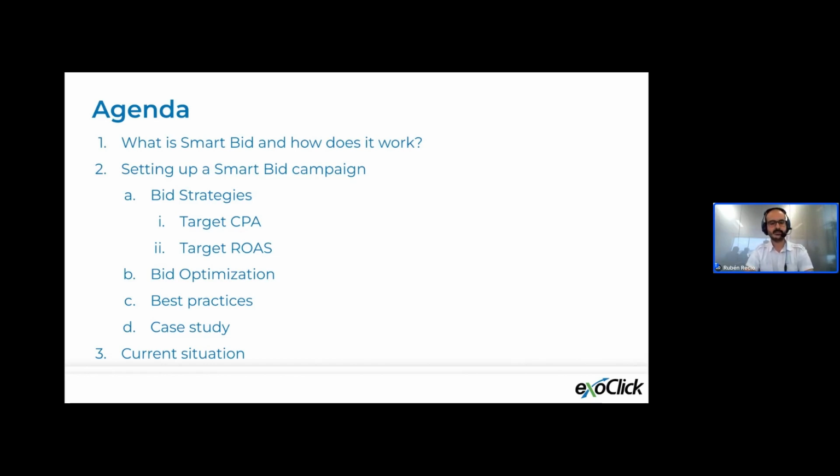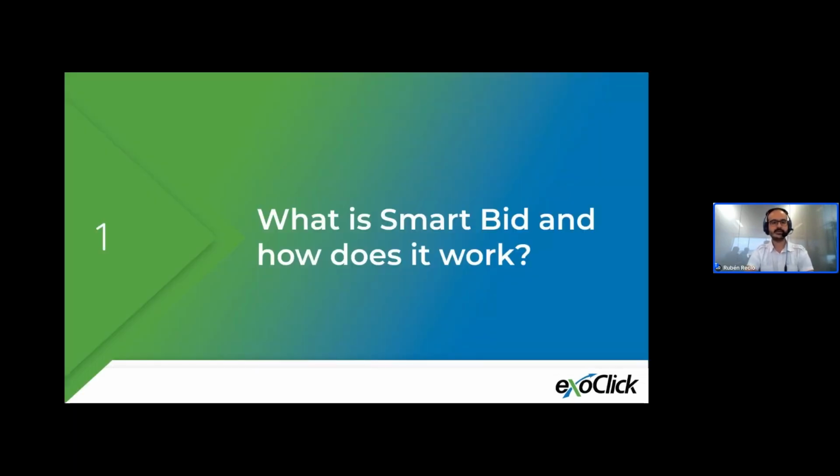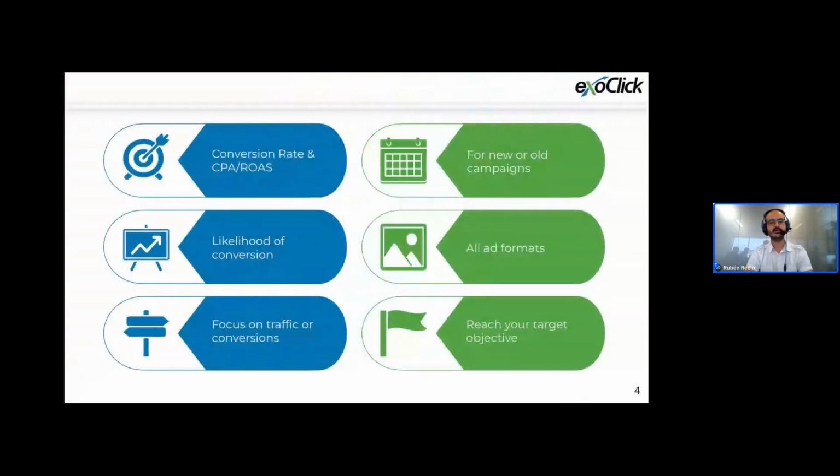So, what is SmartBid and how does it work? SmartBid is a pricing model that is based on the conversion rate, so on the percentage of conversions based on the impressions or the clicks from your campaign. In addition to the conversion rate, we also focus on the CPA, the cost per action, or the ROAS, or return on ad spend, which is the percentage of revenue that you expect to receive based on the spending on your campaign. Using these figures, we're able to determine the likelihood of conversion from the various segments of traffic that you're receiving on your campaign.